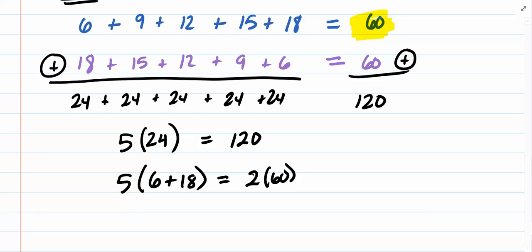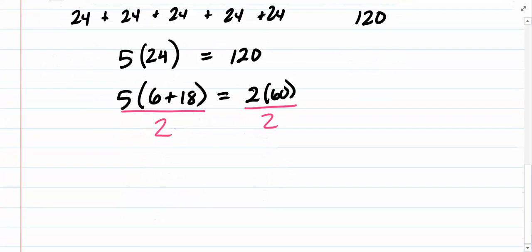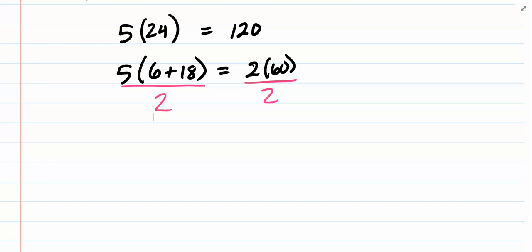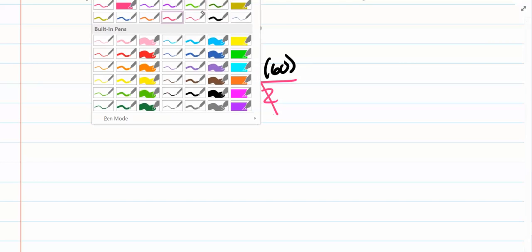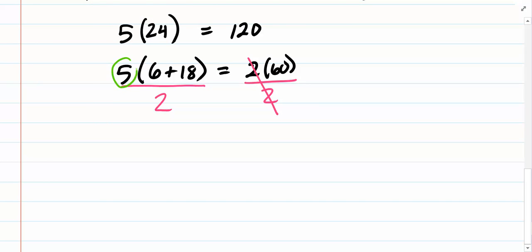I wanted to get 60 over here, so I better divide everything by 2. Everything by 2. All right, now we have something that's really good for ourselves here. Let's take a look at this. What does the 5 represent? Number of what? Number of terms, right? We usually call that n, right?